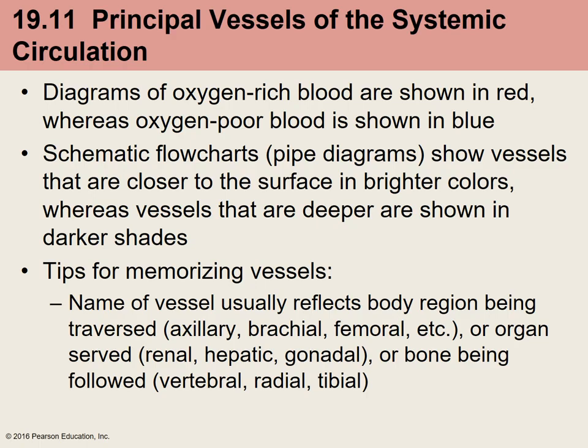In terms of trying to learn the names of the vessels, keep in mind that not always, but normally the name of the vessel is going to be related to the body region where it's being found, where it's traveling through, such as the brachial or femoral. It may be named after the organ that it is supplying, such as renal for the kidneys, or it may be after the bone that it is supplying, such as the radial. So usually you can look at the region or the organ that's being supplied, and that's going to give you a clue, at least a hint, as to what the name of the arteries and veins are going to be.